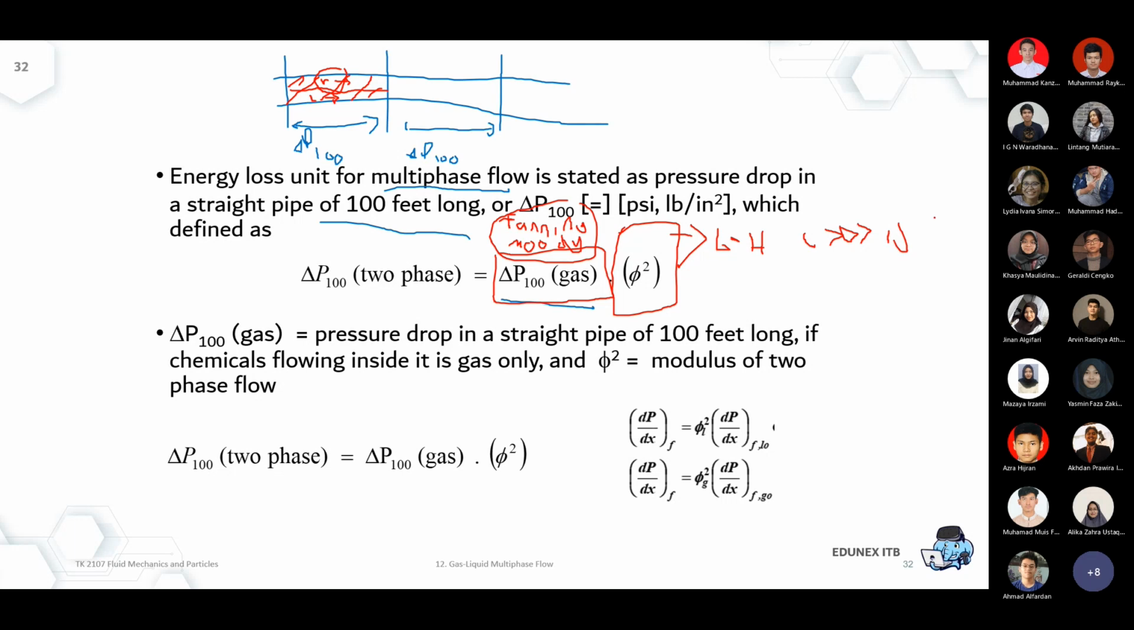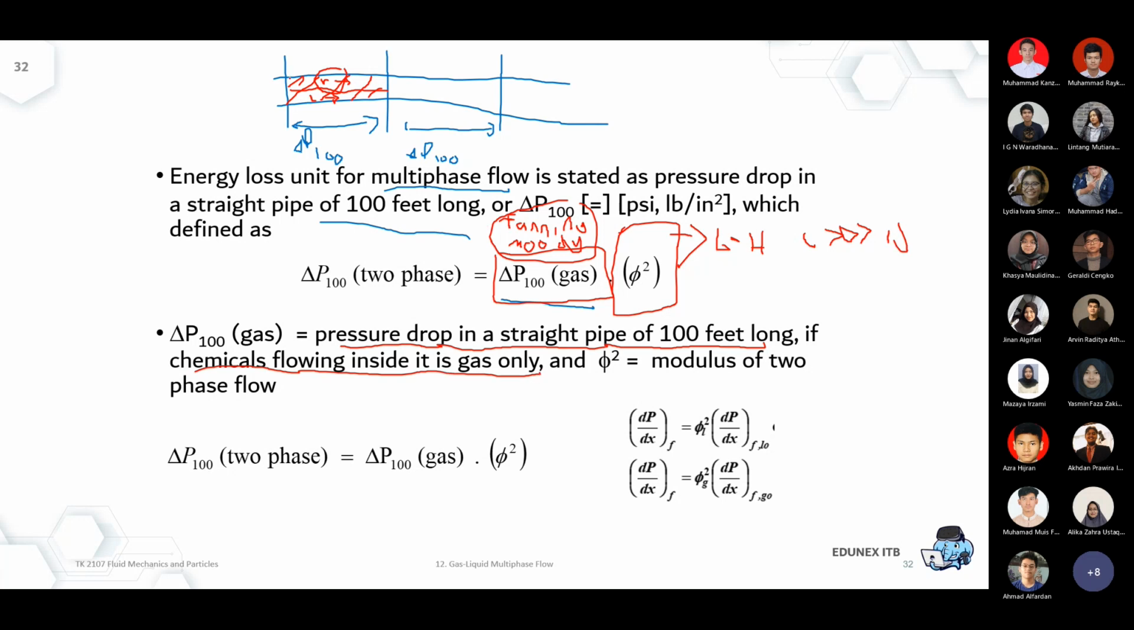So now the question is, how can we calculate this Lockhart-Martinelli correction factor, the phi square over here? That's the main question. Again, the delta P 100 for gas is just a typical standard pressure drop calculation for a straight pipe of 100 feet long, assuming that the stream flowing inside is only gas.